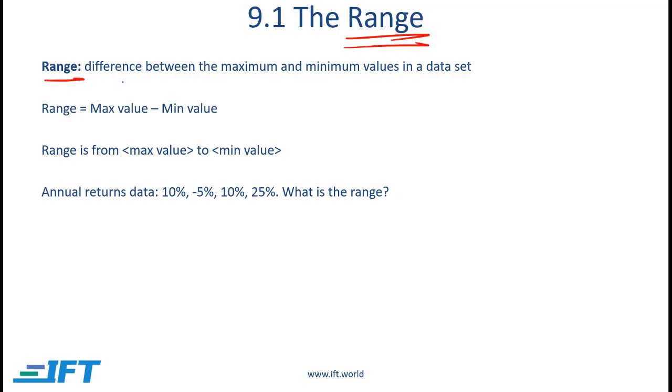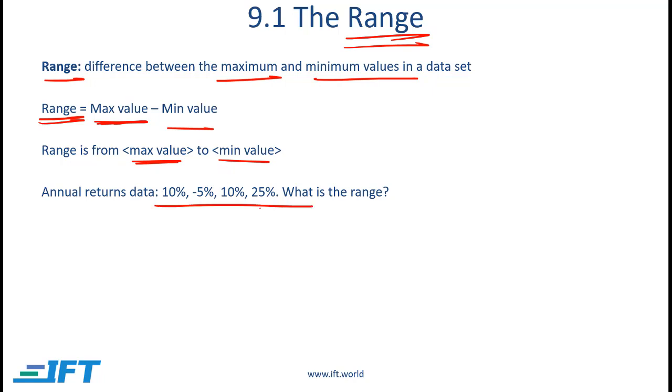Range is simply the difference between the maximum and minimum values in a dataset. In other words, we can say that the range is a number which is the maximum value minus the minimum value. If we express this in words, we can say that the range of this data is from this certain maximum value to a minimum value.